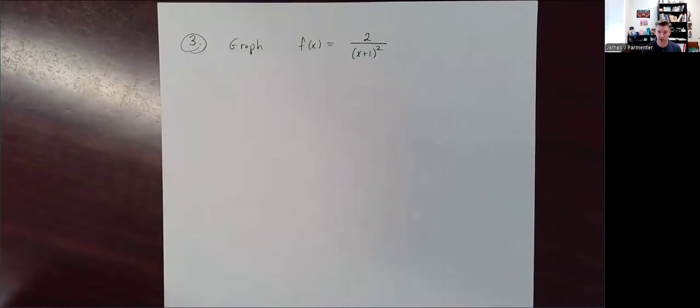So we're going to graph this function, f of x equals 2 over (x plus 1) squared. We're going to look for all 4 things: y-intercept, x-intercepts, horizontal asymptotes, vertical asymptotes. And then we're also going to consider for the x-intercepts whether we bounce or go through, and for the vertical asymptotes whether we're on the same side or the opposite side.